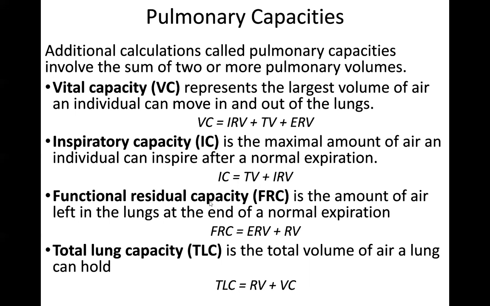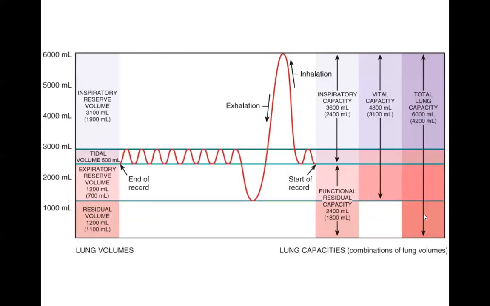Okay. Functional residual capacity is the amount of air in your lungs at the end of a normal expiration. So if you take a normal exhale out, what's left in your lungs at that point is your functional residual capacity, or FRC, and that's equal to ERV plus RV. And then total lung capacity, exactly what it sounds like, is the total volume of air a lung can hold. So it's your residual volume, your expiratory reserve volume, tidal volume, and your IRV, inspiratory reserve volume, all added together.